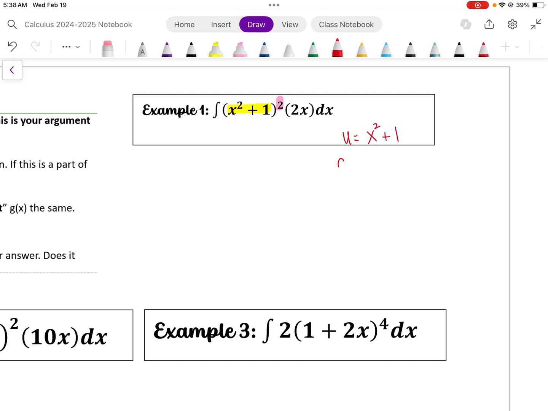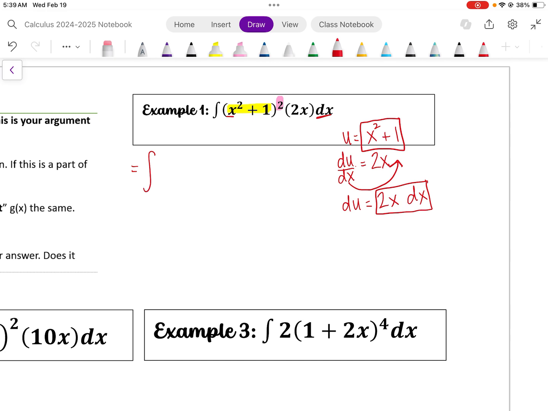Okay, and then we're going to take the derivative of u with respect to x. And the derivative of x squared plus 1 is 2x. Now, because we have a dx over here too, I'm just going to move this dx from my denominator over onto the right side. So we have du equals 2x dx. This is also a part of my integrand. And now we're going to perform something called u substitution.